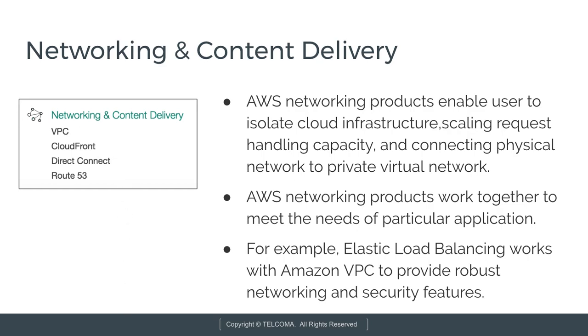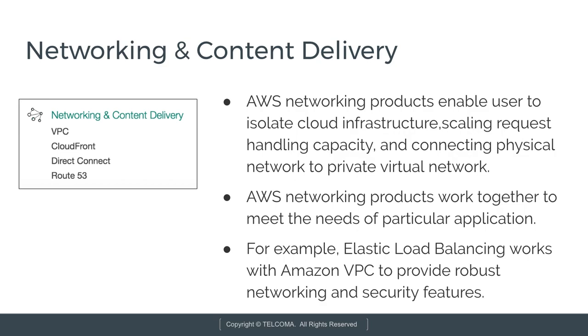We have Amazon VPC, which is Virtual Private Cloud. It isolates cloud resources with your own virtual private network. Amazon CloudFront delivers user content through a worldwide network of data centers. We have AWS Direct Connect. It is a dedicated network connection between your network and your VPC. We have Amazon Route 53. It is a highly available and scalable cloud DNS to connect user requests to your AWS resources.